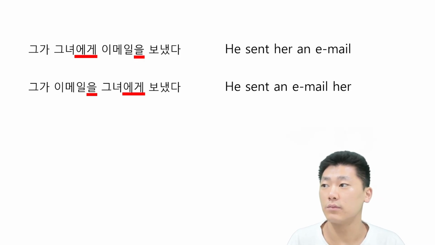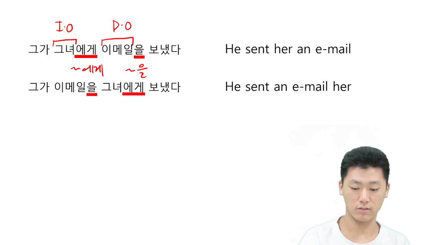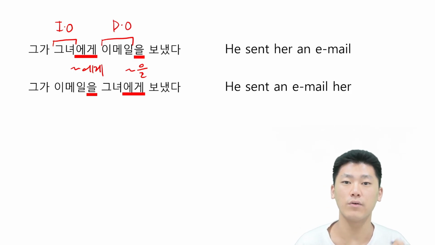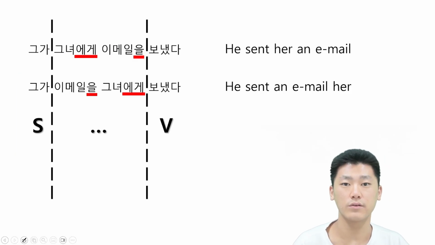So, the particle someone에게 means that 그녀 is the indirect object, and the particle something을 means that email is the direct object. Since the particles show the role of the word, we can swap the positions like this. But this only happens in the middle section. The word order should be always in subject, something else, and then the verb.